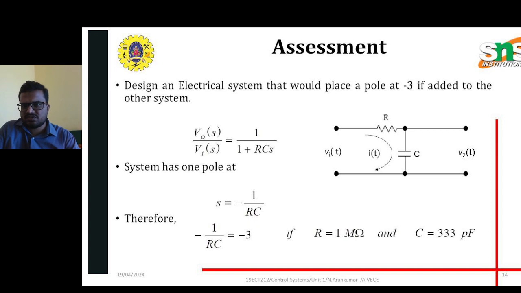Therefore, because we are adding a pole at minus 3 in the equivalent circuit, the equation becomes minus 1 by RC equal to minus 3. After inserting this value into the transfer function, we can get the final answer. For arbitrary values of the resistor and capacitor, the default values are put as R equal to 1 megaohm and C equal to 333 nanofarad, so that we can get the corresponding transfer function correctly. Thank you.